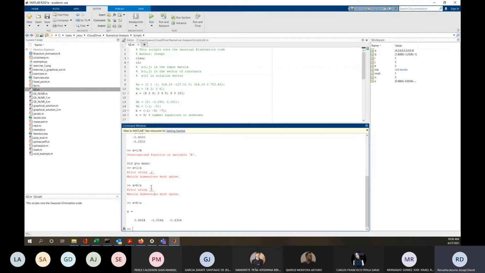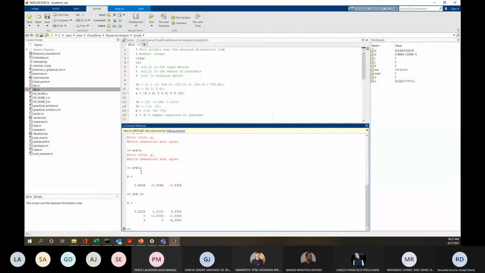Because in general it's tedious. If we do something like this, of course it's going to be wrong, because it's just dividing by all the terms. So this is something we have to avoid, the use of this tool in MATLAB. It sounds fine, but it's not that fine because it's a lot of work.